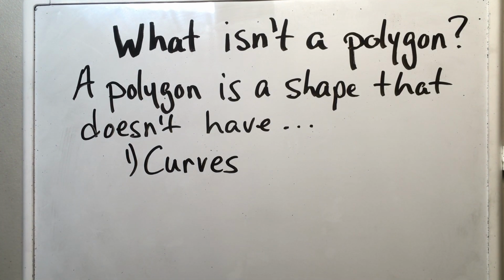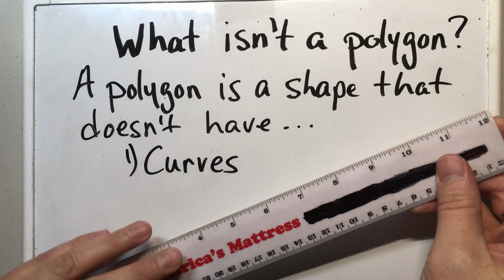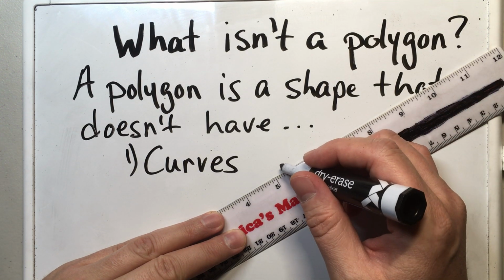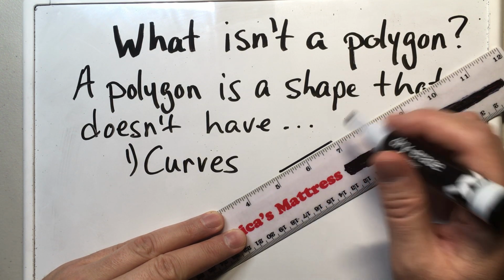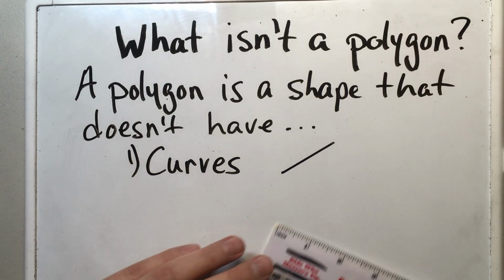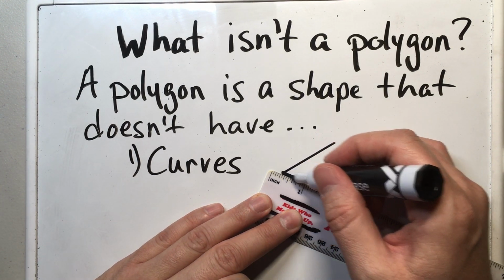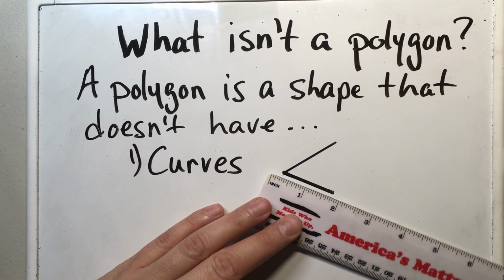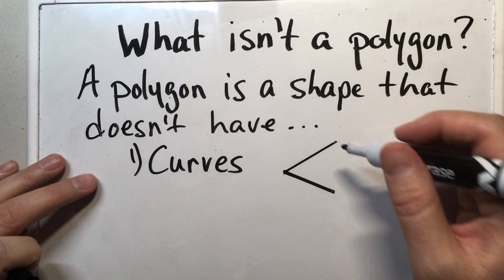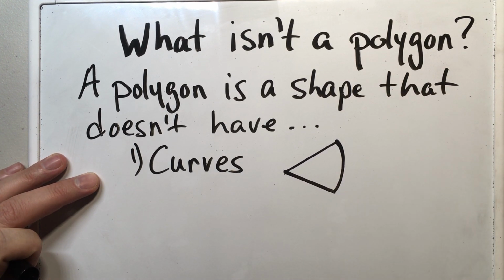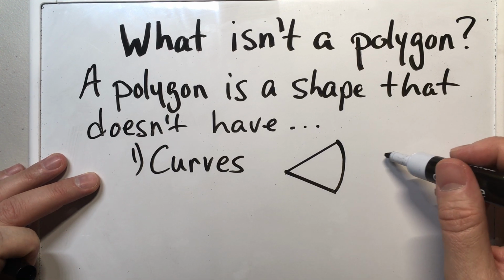Okay. So I'll take my ruler, for example. Okay. Maybe I make a straight line like this. Maybe I take another straight line like this. Okay. And then I make something like this, right? Like a snow cone. That's not a polygon because it has a curve.